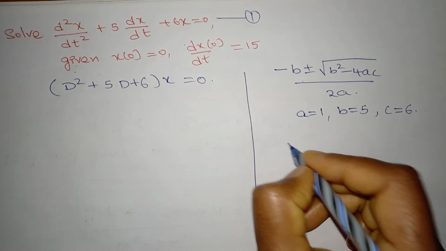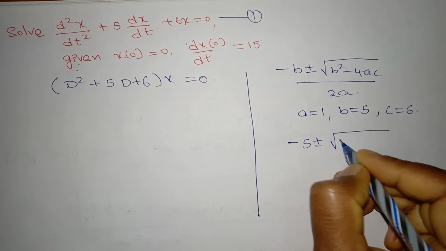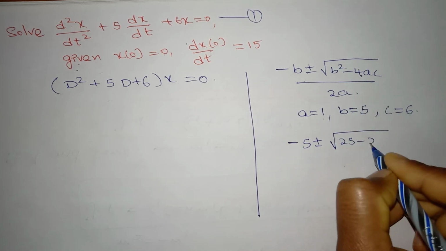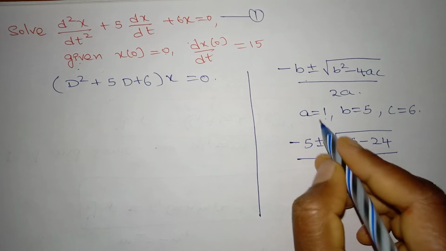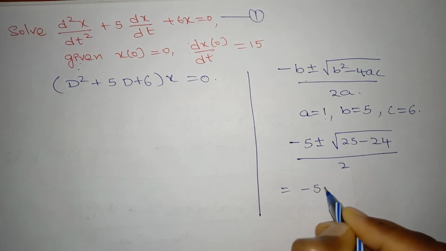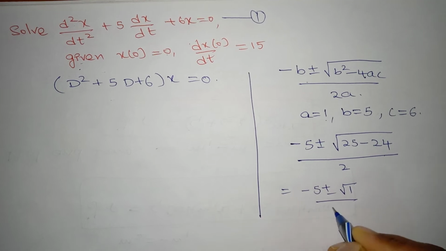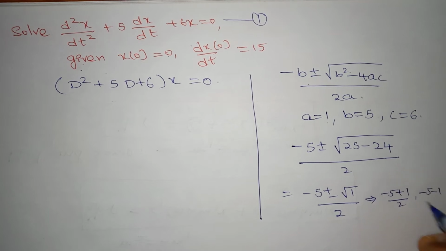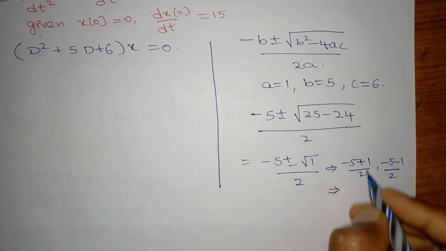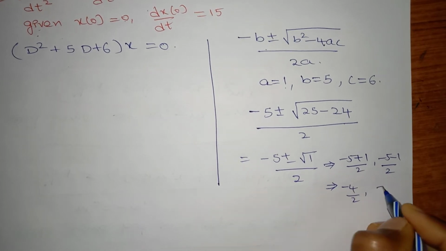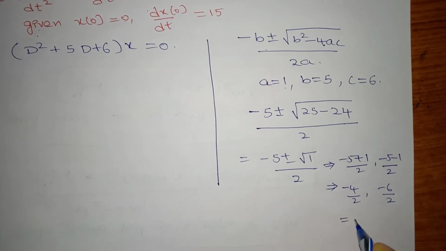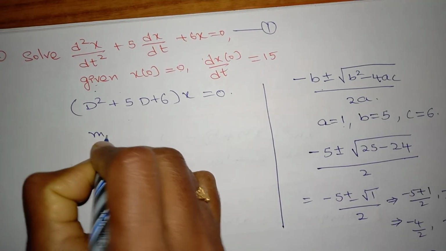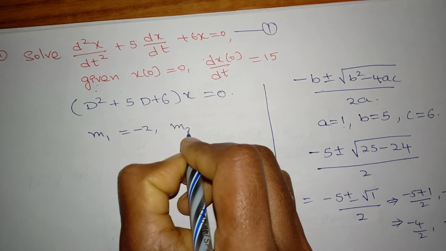We have minus 5 plus or minus under root of b square, which is 25, minus 4ac, 4 into a is 1 into 6, 6 4s are 24, by 2a, which is 2, which is equal to minus 5 plus or minus under root of 1, by 2. This can be taken as minus 5 plus 1 by 2 and minus 5 minus 1 by 2. Minus 5 plus 1 is minus 4 by 2, and minus 6 by 2. The roots are minus 2 and minus 3. So m1 is minus 2, m2 is minus 3.